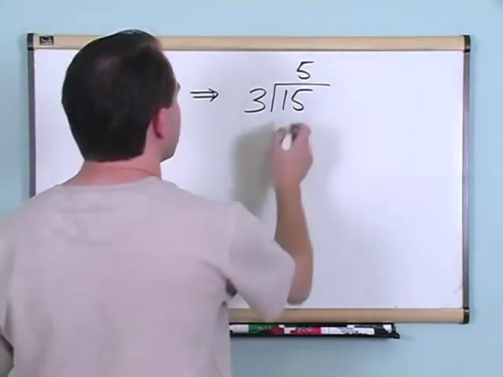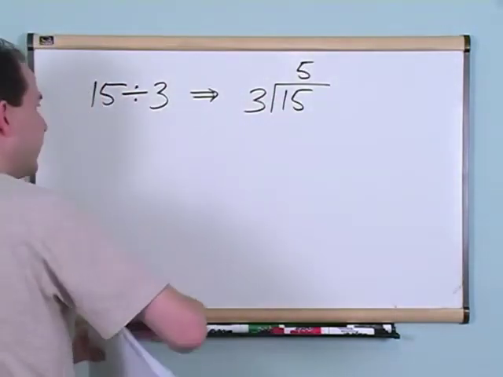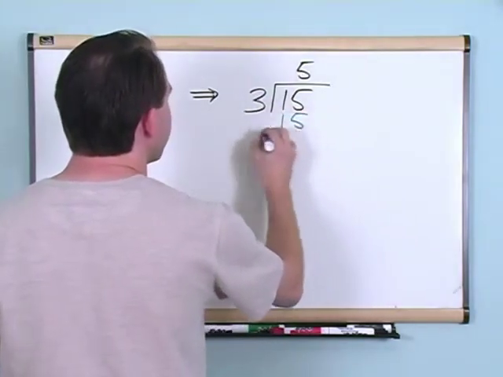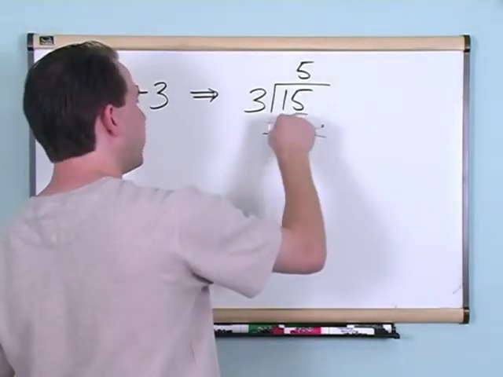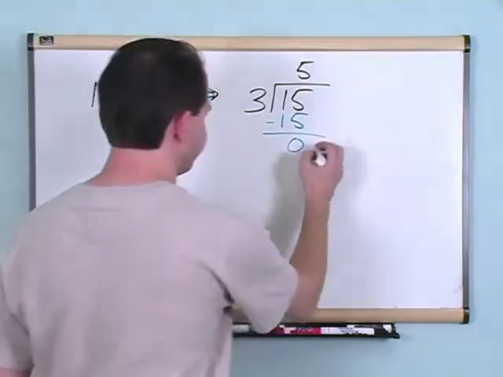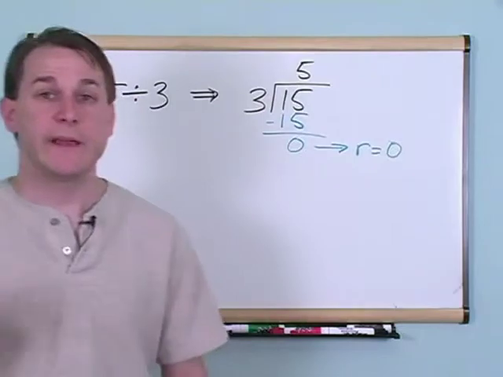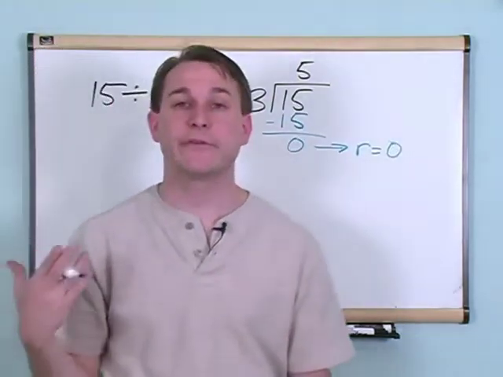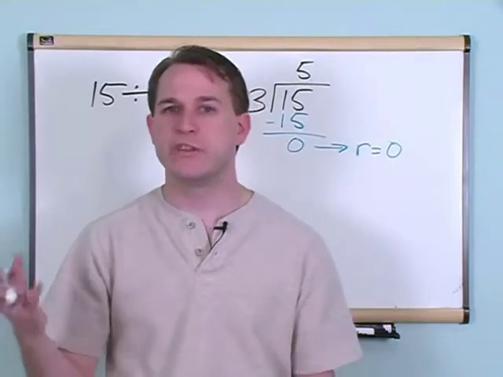Let's multiply 3 times 5, and I'll go ahead and do it in another color here. 3 times 5, 15. So I'm going to write it down. We're going to subtract. 15 minus 15 just gives us 0. So the remainder is 0. What this means is we've taken 15, divided by 3, and got the answer of 5. And there's no remainder, so that means there was nothing left over.